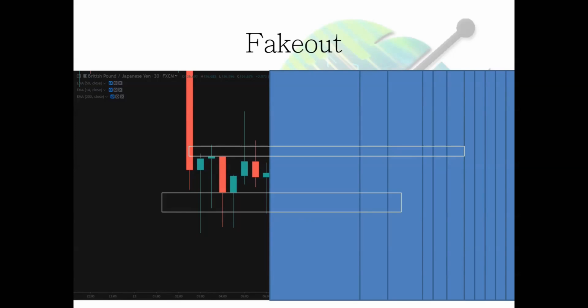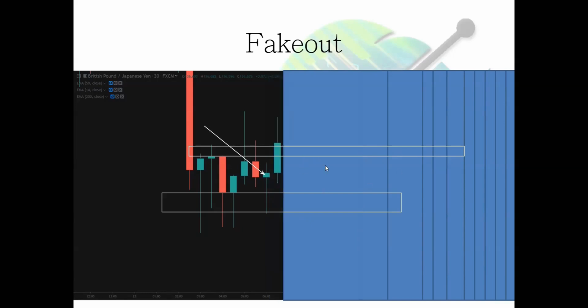Now, if we're looking at this bullish candle right over here, it seems like it's rejecting this support. We don't know whether the next candle is going to go up or down because the body of this bullish candle is pretty small, so we don't really know if it's going to continue up or down. So we're just going to wait for the next candle to form.